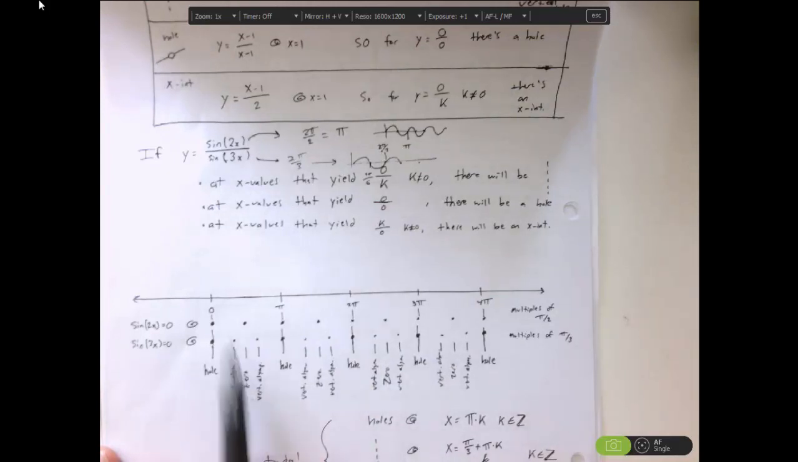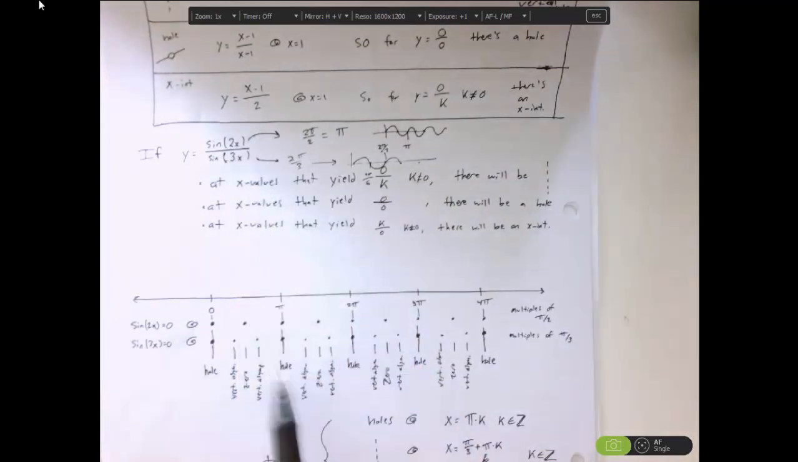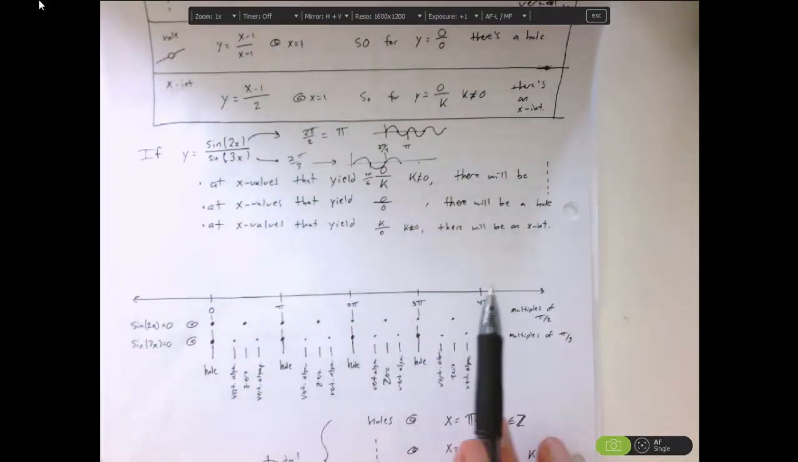And then the last case is at the multiples of pi over 2. As you can see, at the multiples of pi over 2 that aren't also multiples of pi, we've got sine 2x is 0, but sine 3x is not 0. So my original fraction is going to be 0 over not 0. And that's the situation where there's an x-intercept. So that's why I wrote in the middle here, there are x-intercepts. So that's it. I've predicted the pattern completely.